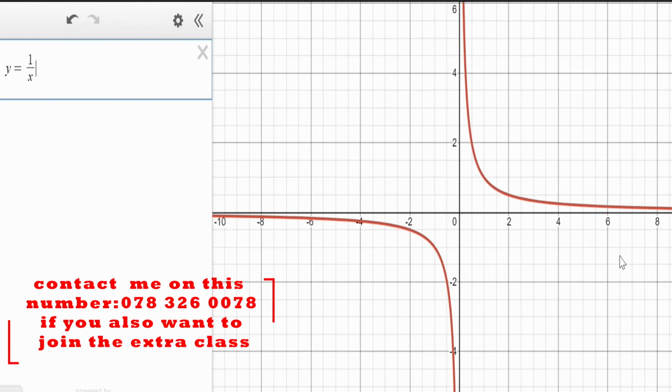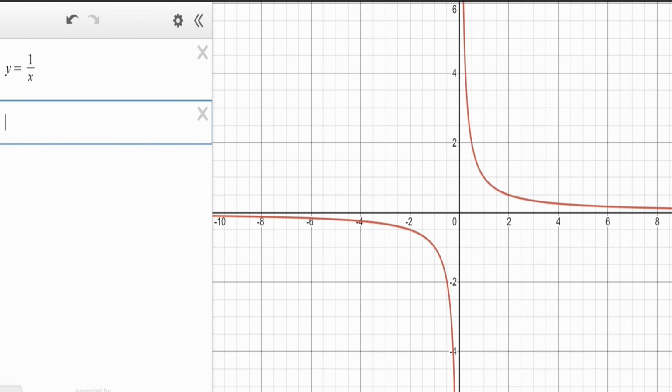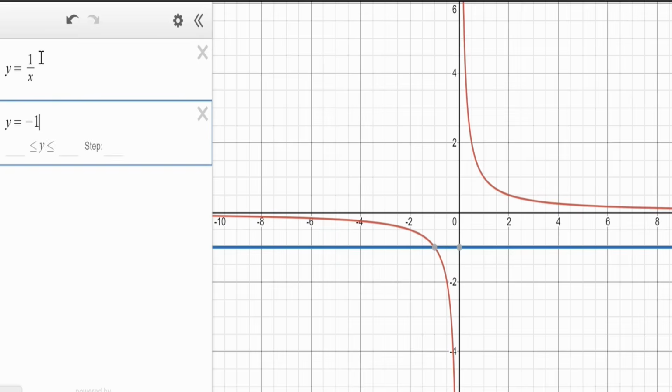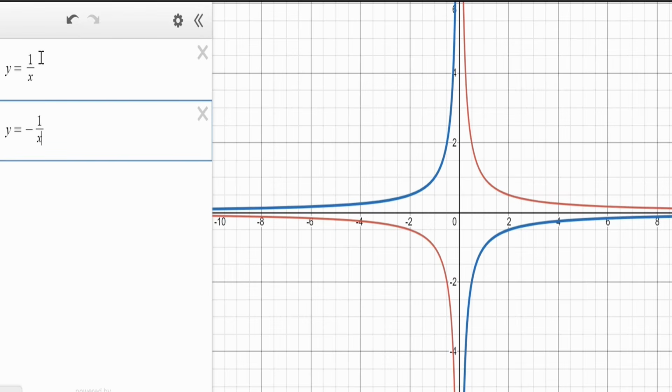So you see that the mother graph is in red, right? So now let me create another tab here, and let's see. Let's say here a is equals to positive 1, right? Let's say now that we have y is equals to negative 1 over x. What happens to the graph? Do you guys see what happens to the graph? What happens when a is positive is that your graph, the one in red, is going to be in your first and what? That quadrant. But when a is negative, your graph is going to be in your second and fourth quadrant.